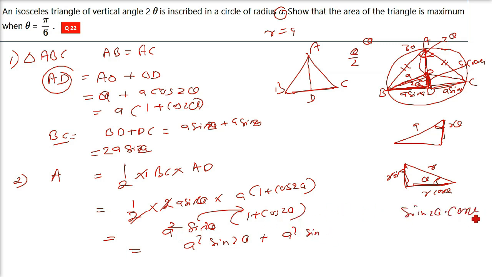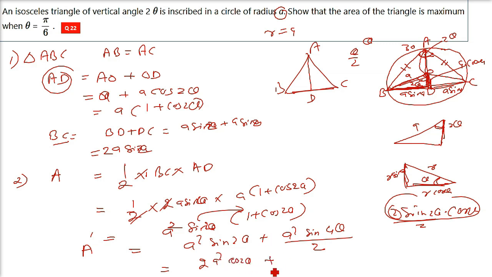So sin 2 theta into cos 2 theta is what? If you multiply it with 2, because 2 sin theta cos theta is sin 2 theta, so 2 sin 2 theta cos 2 theta will be sin 4 theta. But since we have multiplied by 2 and divided by 2, there will be a half also. Now this whole area has come in a form which we understand. And now there will be no product rule etc. Just differentiate this. So I am differentiating it right now, and differentiation is quite known to you. Now this 2a square you can take common. You will get cos 2 theta plus cos 4 theta.